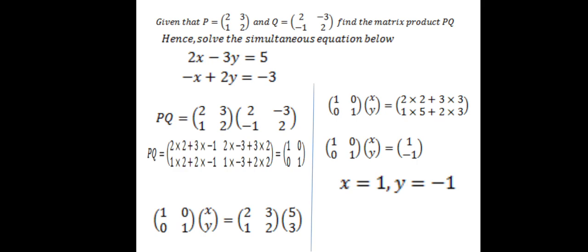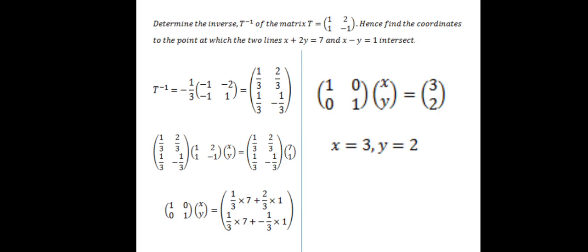So it means that if we multiply this matrix with the simultaneous equation formed on both sides, we get the solution for the simultaneous equation, which gives us x is equal to 1 and y is equal to negative 1.